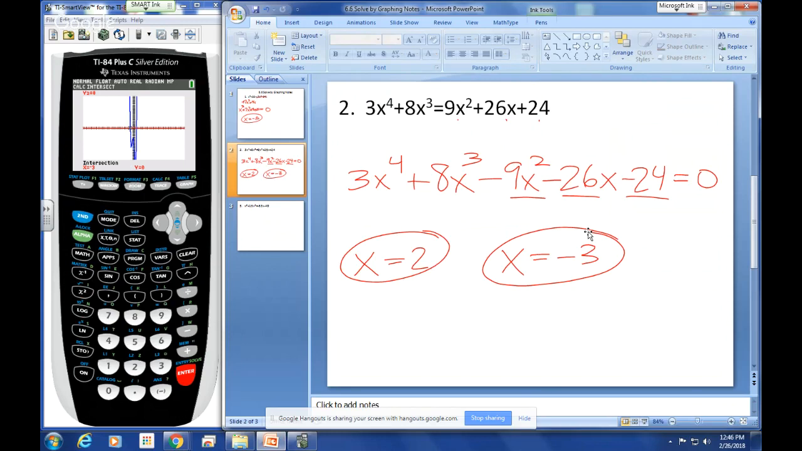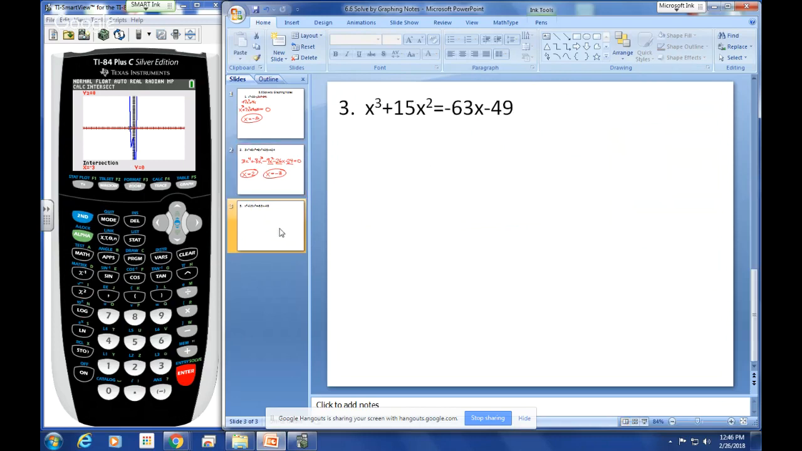Okay, so now I'm going to go to the last question. Again, I'm going to move everything over. Because there are no like terms in this, when I move it, I'm just going to rewrite this. X to the third, I'm not moving. Plus 15x squared, I'm not moving. But I'm moving this and this. So when I move it across, I change its sign. And I can then say equals 0.